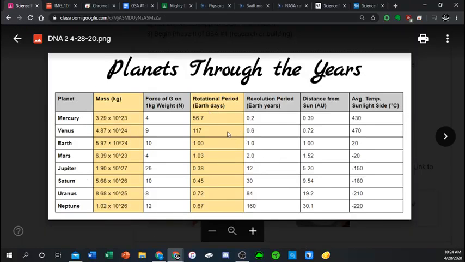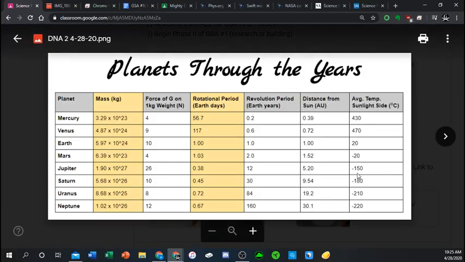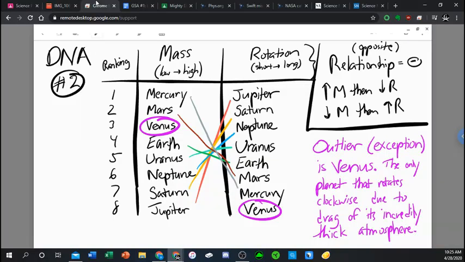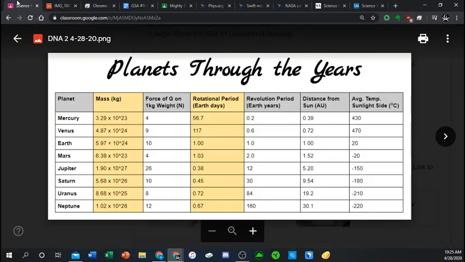And that's DNA number 2. DNA number 3 tomorrow, we'll take a look at distance from the sun and temperature. You'll have 6 questions on your DNA on Thursday. Keep emphasizing Thursday. Three of those questions will be about a relationship. Three of those questions will be a follow-up about the relationship, the exceptions to the rule. So know the exceptions, know the rule. All right?